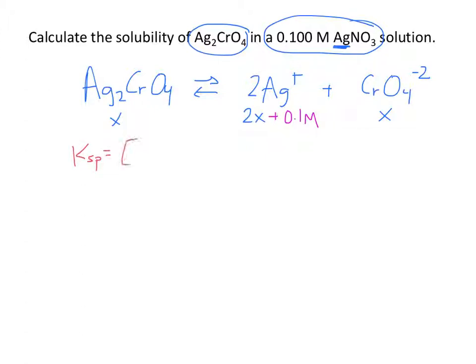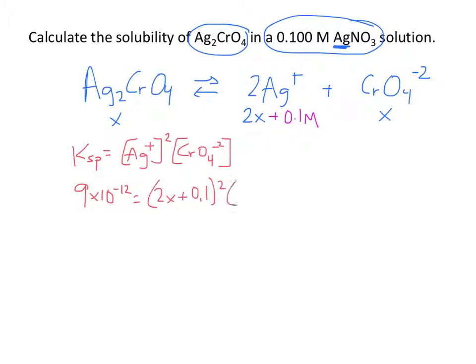KSP is equal to [Ag+] squared times [CrO4 2-]. So we'll plug in those numbers. The same KSP from the problem right above. 9 times 10 to the negative 12 is equal to 2x plus 0.1 squared times x. Now if you look at that for a moment, that's not even just a quadratic equation, it's going to be even more complicated than the quadratic equation because there's going to be an x cubed in there.